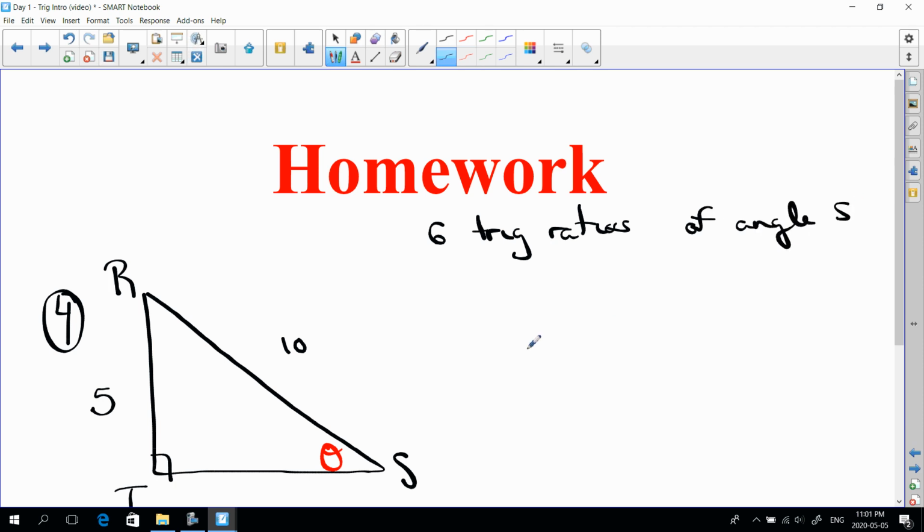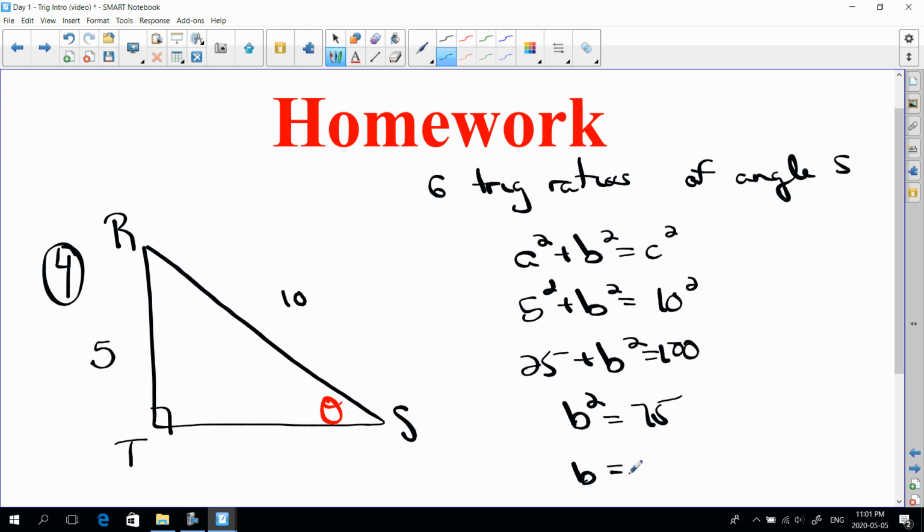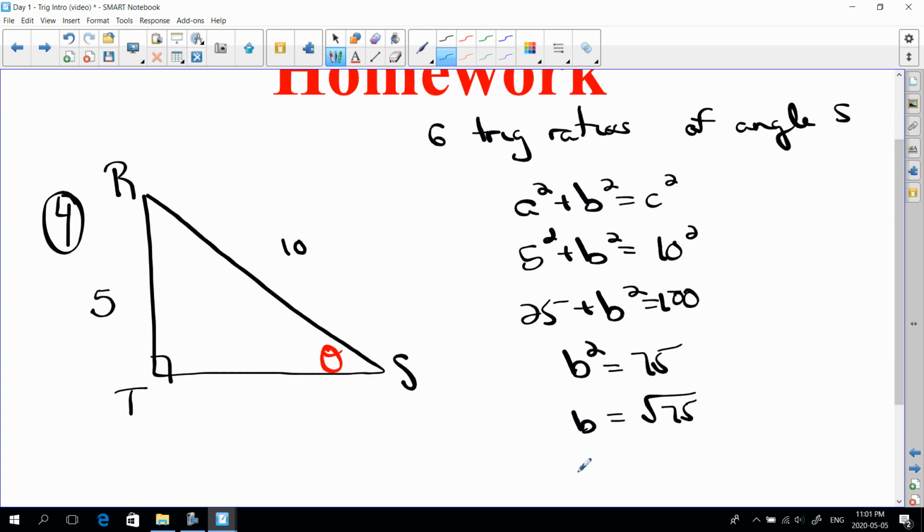All right, what I need to do first is I need to find my missing side. So a squared plus b squared equals c squared. So I'll go 5 squared plus b squared equals 10 squared. So I'm just filling in my hypotenuse. I'll call this side A, this side B. 25 plus b squared equals 100. Subtract 25 from both sides, I get b squared equals 75. Take the square root. Remember, it could be plus or minus, but I'm going to use the positive. And then do my prime factorization.